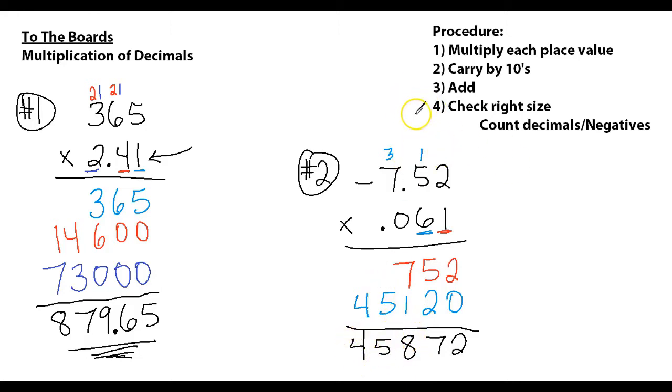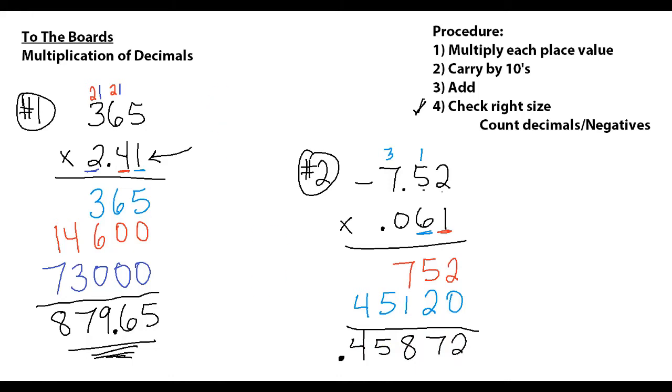I now need to check to make sure that my answer is the right size. In this original problem, we have 1, 2, 3, 4, 5 decimal values. So my answer needs to have 5 decimal values. So let's see, 1, 2, 3, 4. So my decimal is going to go right there because I have to have the same number of decimals as in the problem.